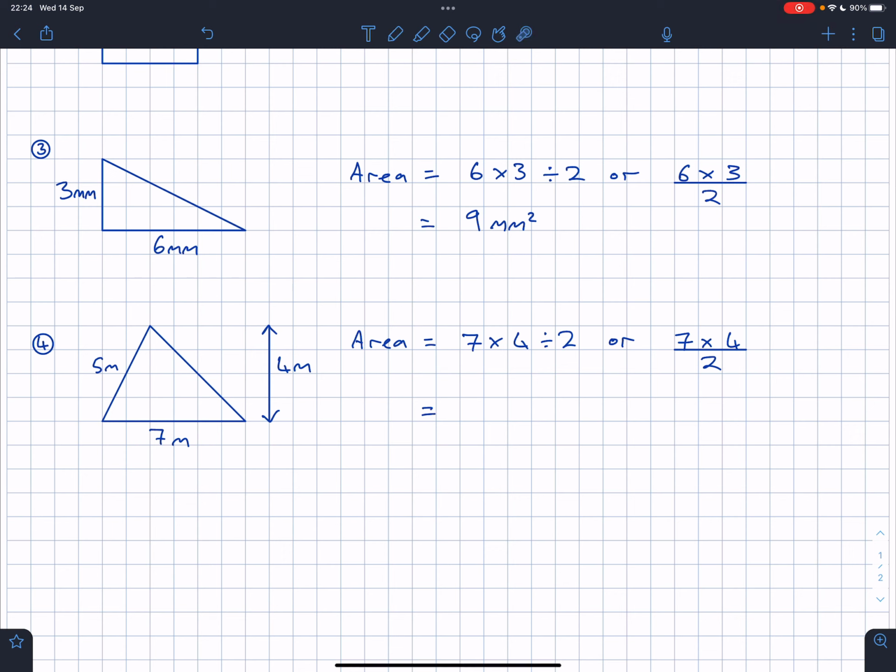And that gives us 7 times 4 is 28 in either of them, and then halve that to give us 14. And our units are going to be meters, and we're counting the squares that are made by those. So meters squared.